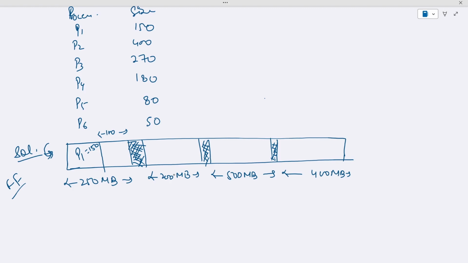Now move further to the 200 MB block. Can P2 occupy this space? The answer is again no. The block is 200 and P2 needs 400, so it cannot get this space. Move to the other block.